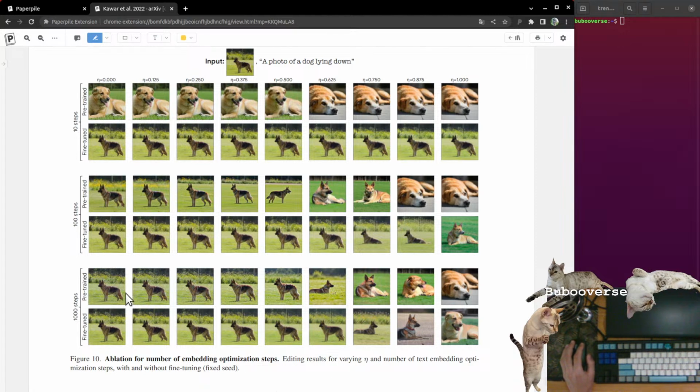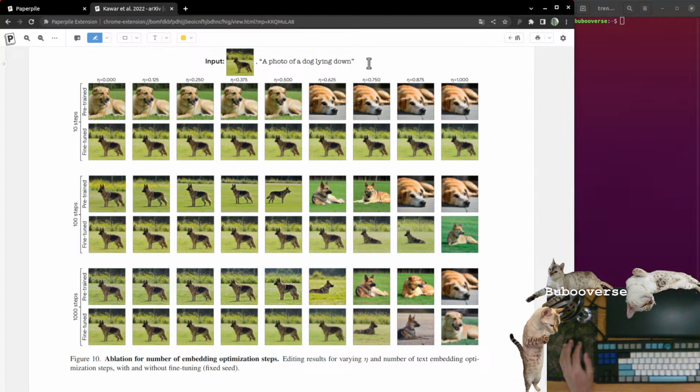Pre-trained, fine-tuned. So pre-trained is where the diffusion model is fixed. Fine-tuned is where the diffusion model is also optimized. So yeah, if you just have 10 steps, the pre-trained one is not going to look anything like the input image, right? This is just a generic diffusion model. It's just going to do what it does, right? It's going to be, oh, this is a dog on a grass. Okay, that's what the embedding is.